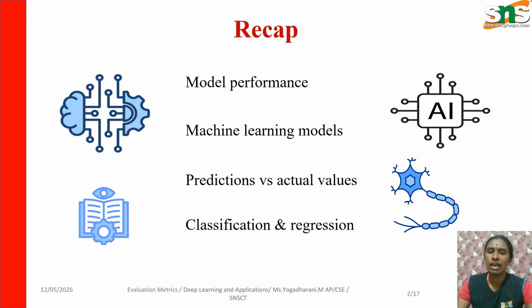In machine learning, after training a model, it generates predictions. These predictions must be compared with the actual values. There are two types of ML problems: classification and regression. In classification, the output belongs to categories, for example disease or no disease, or mail staying in the inbox or going to spam. In regression, the output is continuous, for example predicting house price, temperature or stock price.